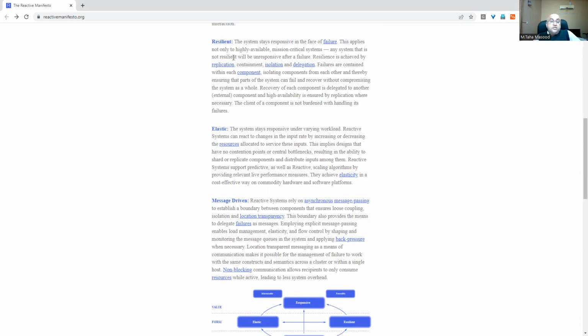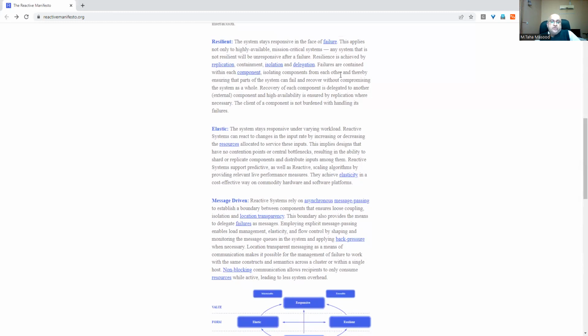Any system that is not resilient will be unresponsive after a failure. It is highly probable that it will indeed be. So resilience is achieved by replication, containment, isolation, and delegation. All right, so these are loaded terms. We'll discuss these. Failures are contained within each component. We saw this a while ago.